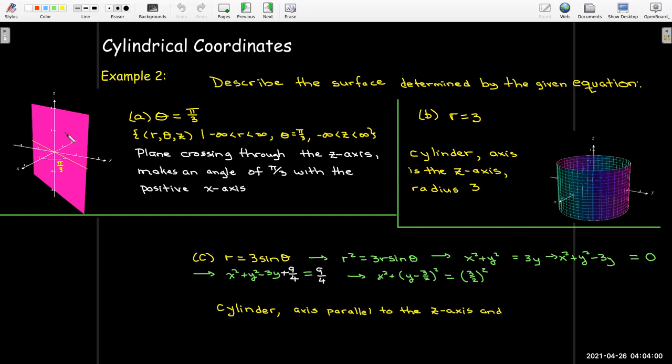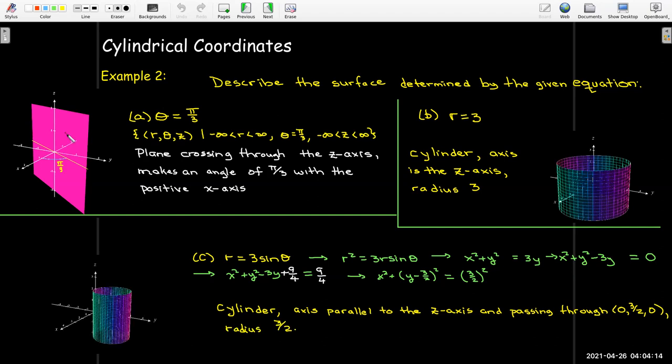The axis is parallel to the z-axis, passes through the point 0, 3 halves, 0. That's where y equals 3 halves. And its radius is also 3 halves. So we have this cylinder, which is offset from the z-axis. Its axis passes through the y-axis at y equals 3 halves.